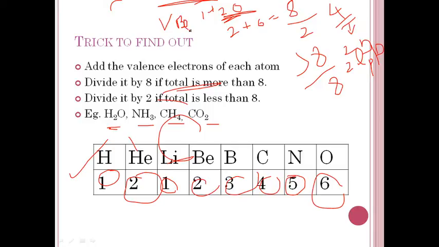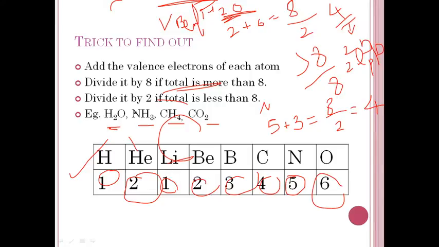Okay, the water molecule has a bent shape or V-shape. Okay, next example. Let's try ammonia, NH3. For nitrogen, how many valence electrons? 5. For hydrogen, how many hydrogens do I have? 3. So 5 plus 3 is equal to 8. 8 again, so 8 by 2. If it is 8 or less than 8, you have to divide it by 2. So again I am getting 4 only here.